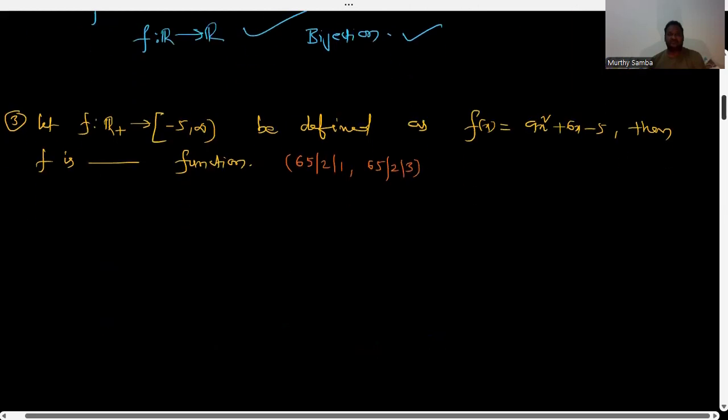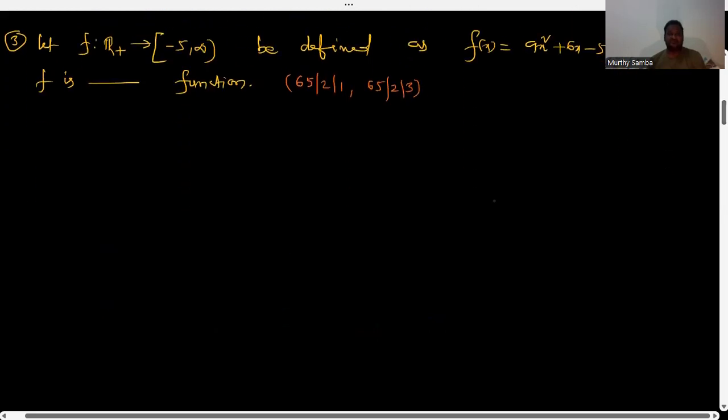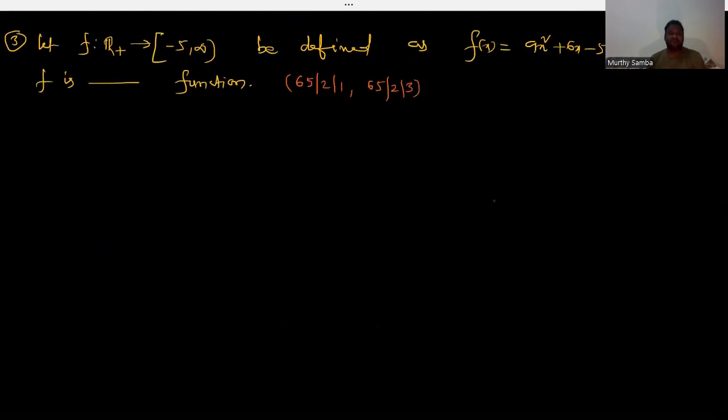So coming to the third problem, see what is the third problem given? Let f from R plus to negative 5 to infinity be defined as f of x is equal to 9x square plus 6x minus 5. Then f is what kind of function? Same as before, you have to check whether it is a one-to-one function or onto function, or both of them are not.